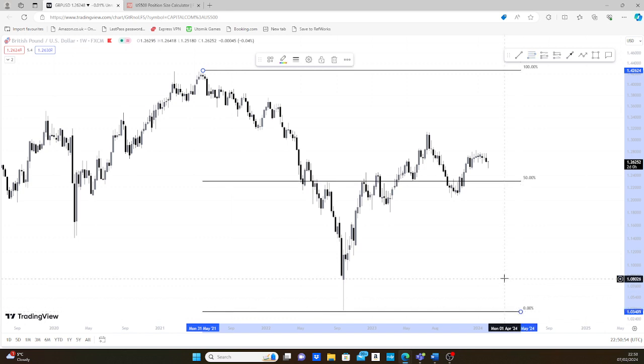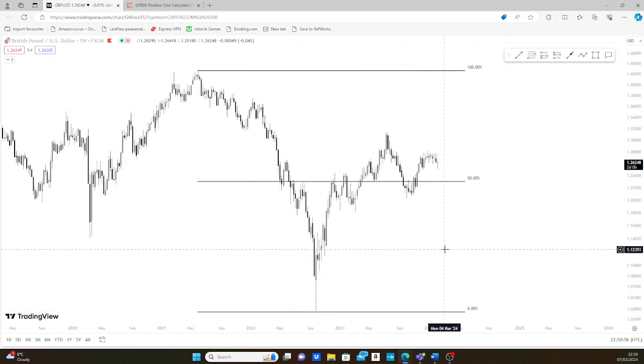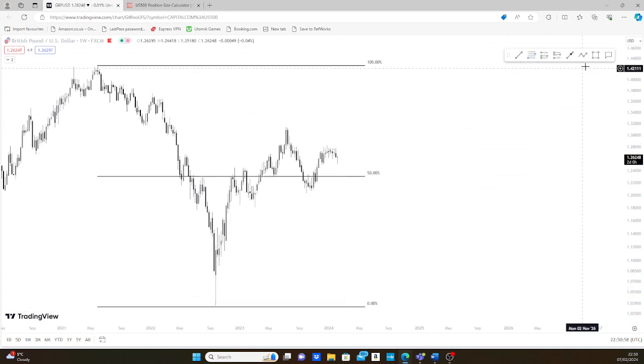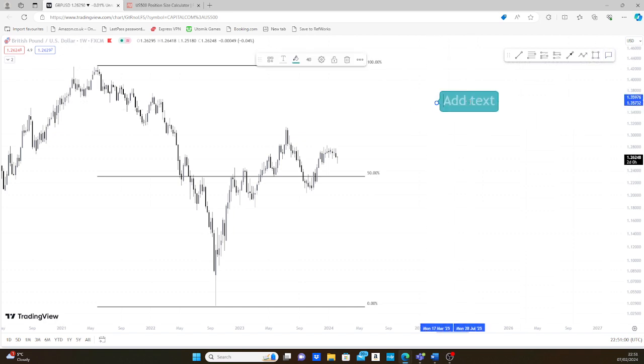So the first thing you want to do is look for your weekly structure. We start our analysis on the weekly time frame. The first thing you want to do is identify your most recent swing high and swing low. So you want to get the most recent high and low.